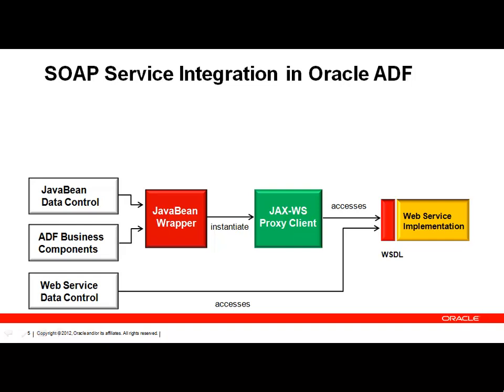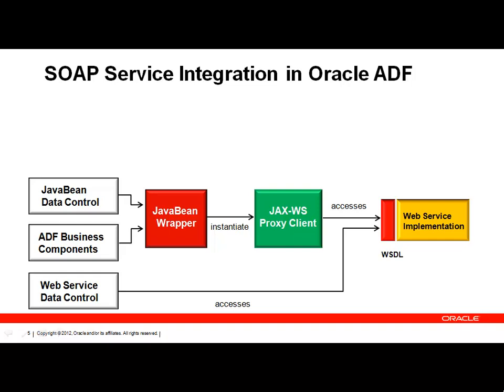The JAX-WS proxy client is a Java object that generates representation objects of all of the entities being used within the web service. Though you could directly access the JAX-WS proxy client from ADF Business Components or generate a Java Bean data control from it, our recommendation is not to do that and instead have a Java Bean wrapper up front, where the Java Bean wrapper acts as a kind of domain object.